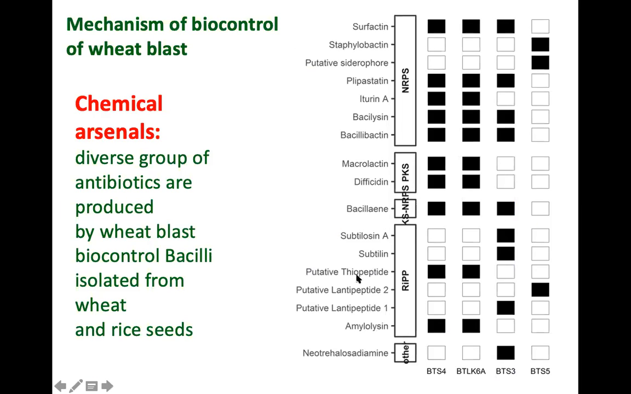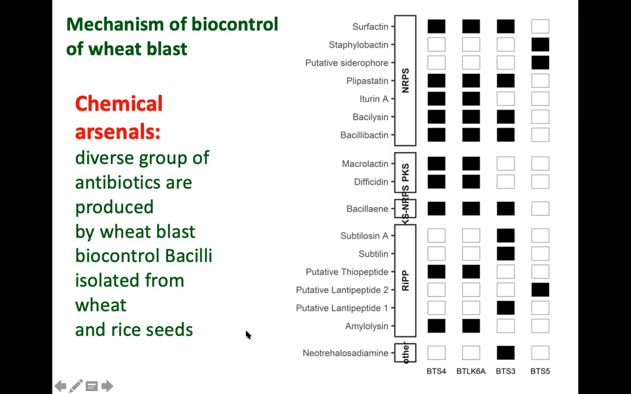And here you can see different kinds of secondary metabolites produced by the bacteria. Here, these 4 bacteria we analyzed, and this dark spot means the bacteria produce a certain antibiotic, and this is the biosynthetic pathway. So our conclusion is that the mechanism of biocontrol of wheat blast is through a chemical arsenal. A diverse group of antibiotics are produced by wheat blast biocontrol bacilli isolated from wheat and rice seeds.